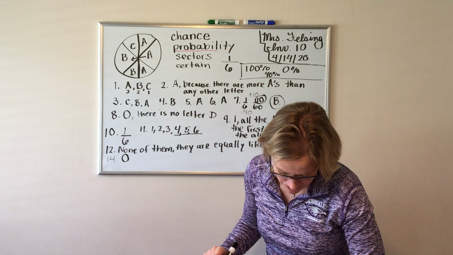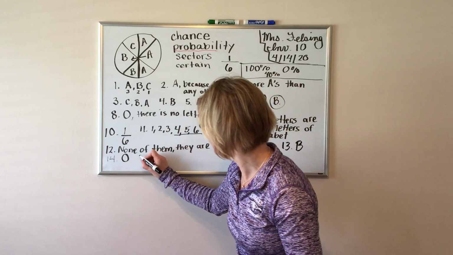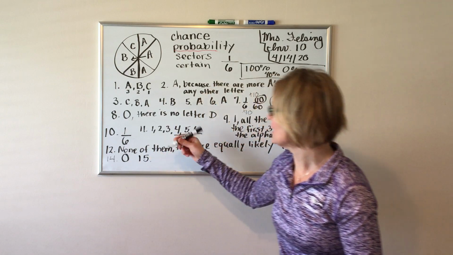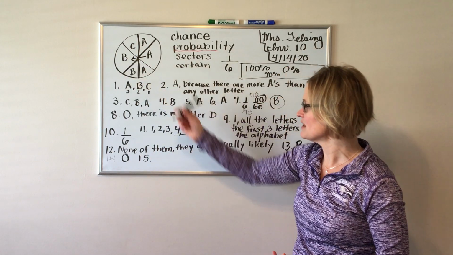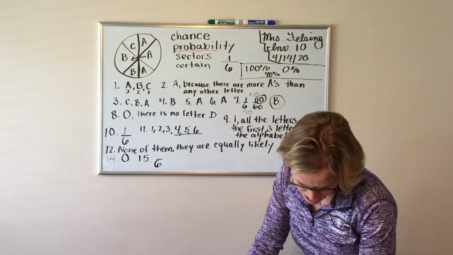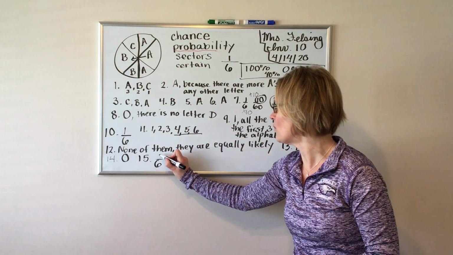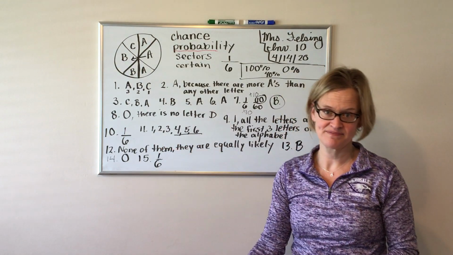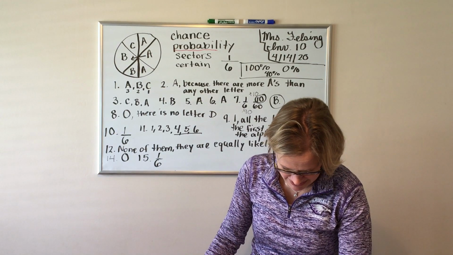If with one roll of a dot cube, what is the probability of rolling a 1? Well, again, we go with our fraction. Just like this had 6 sectors, that's our bottom number. And then the question is asking you, rolling a 1, how many 1s are on the dot cube? 1, 1/6. All right? So now we look at number 16.